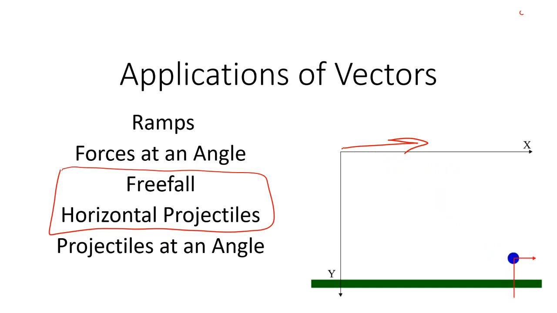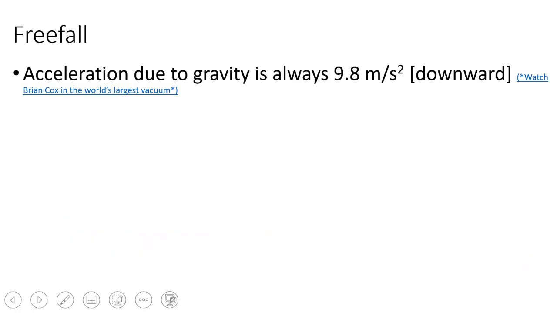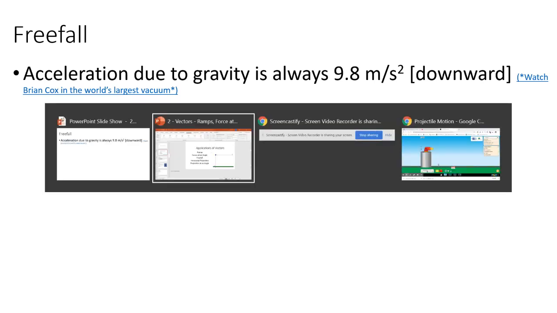throughout this slideshow. Okay, first of all, free fall, some reminders. This is for things that are being thrown straight up, straight down. Our acceleration due to gravity is always 9.8 meters per second squared downward. This is, of course, in the perfect physics world, in the absence of air resistance.